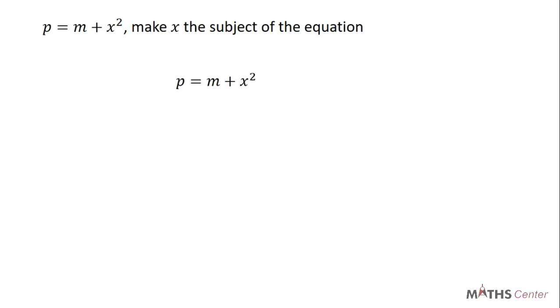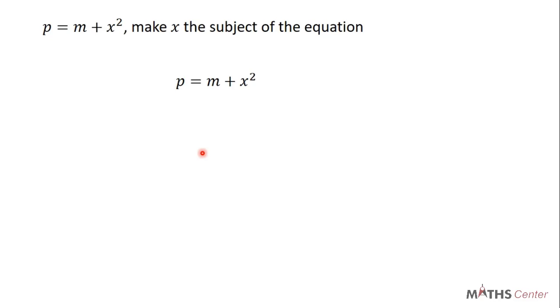P is equal to m plus s squared. Make s the subject of the equation. This example is pretty simple, so we are going to do it straight away. So P is equal to m plus s squared, and we are supposed to make s the subject of the equation. We know that in order to make a quantity or a variable the subject of the equation, we make sure that the terms containing that variable are on one side of the equation, and all the other terms are on the other side of the equation.